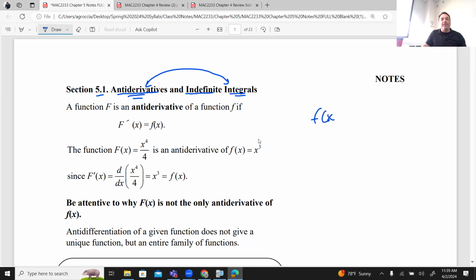I'm going to give you this one, and I'm only going to give you a minute. If I gave you x to the 4, I want you to take the derivative. Just take the derivative. Don't say it out loud. Just give it a try.